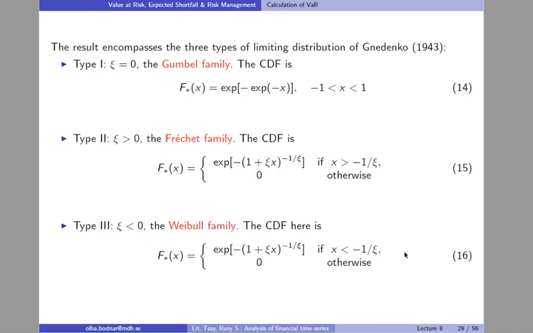There are three types of limiting distribution given by Gnedenko, 1943. For type 1, if epsilon equals 0, we have the Gumbel family, whose cumulative distribution function is given by the exponential of minus the exponential of minus x. Type 2, if epsilon is greater than 0, we have the Frechet family, with the cumulative distribution function defined in this way. And if epsilon is less than 0, we have the Weibull family, with the cumulative distribution function given in this way.